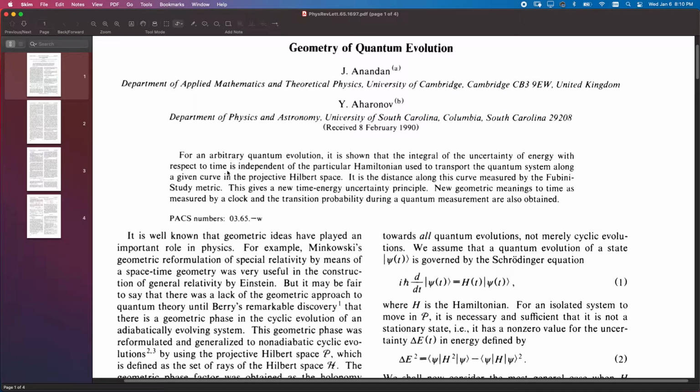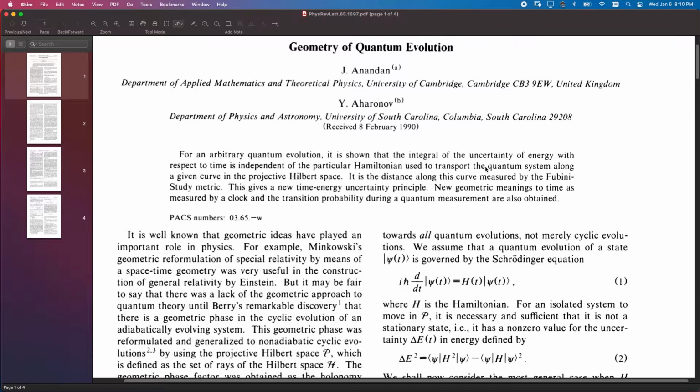For an arbitrary quantum evolution, it is shown that the integral of the uncertainty of energy with respect to time is independent of the particular Hamiltonian used to transport the quantum system along a given curve in the projective Hilbert space.